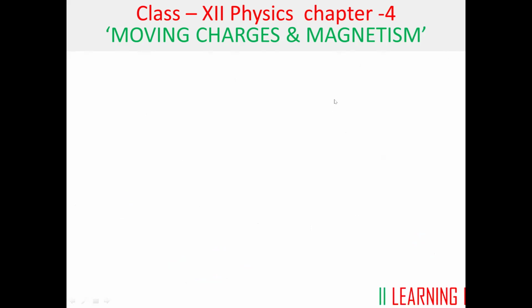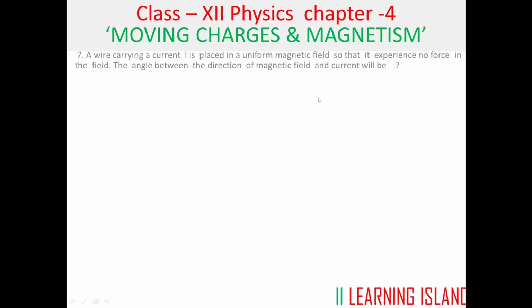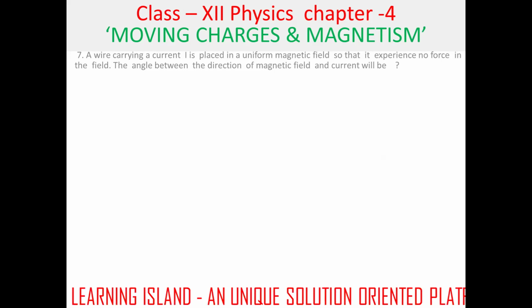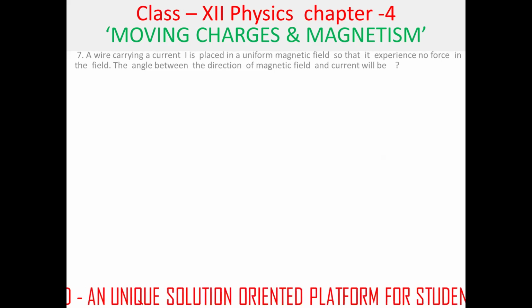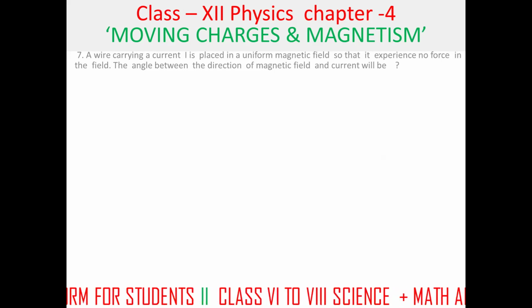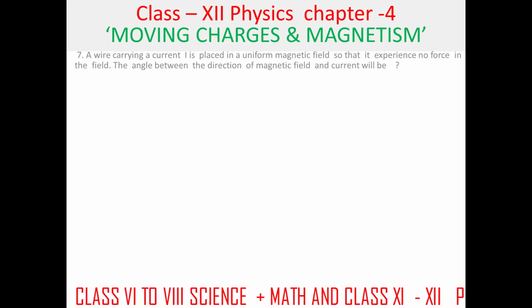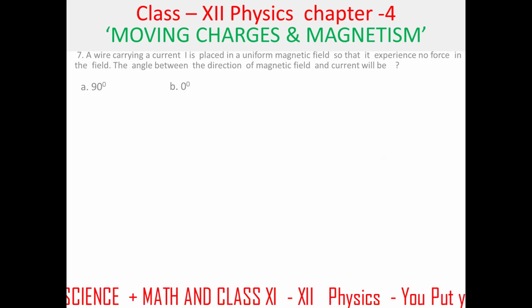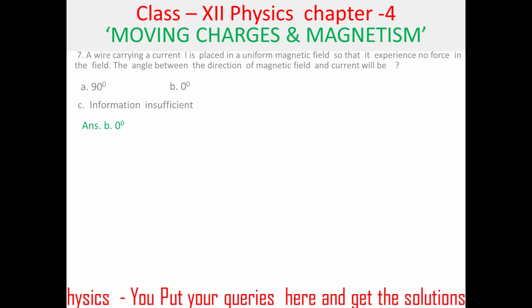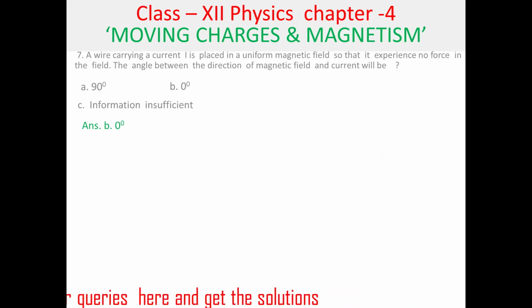Now the next question is, a wire carrying a current I is placed in a uniform magnetic field so that it experiences no force in the field. The angle between the direction of magnetic field and current will be 90 degree, 0 degree... will be 0 degree. Okay, will be 0 degree.